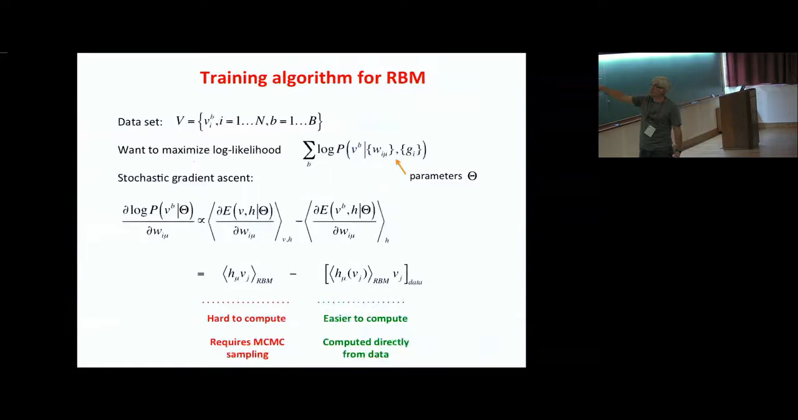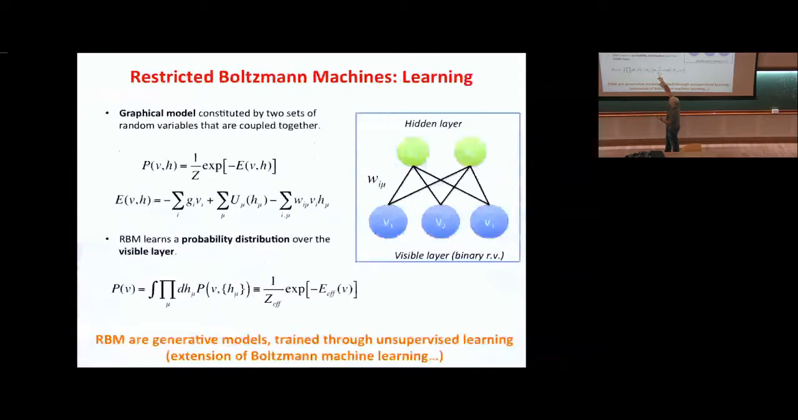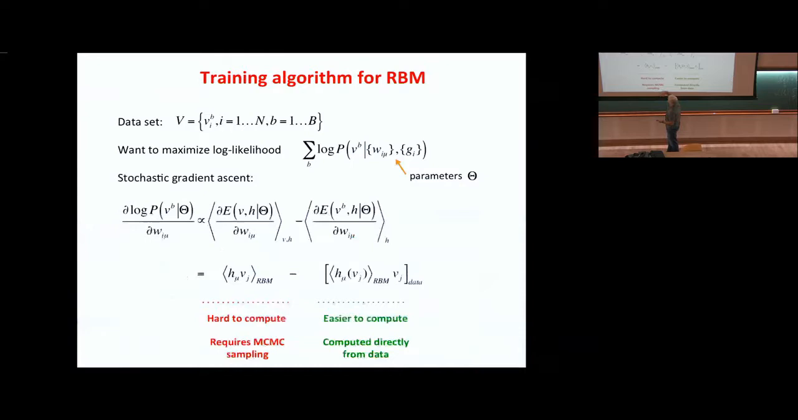So I don't want to do the calculation in detail, but the only thing I want to say is that if you do the calculation precisely, you see that the gradient is proportional to the difference between the correlation function between h_mu and v_i. Sorry, it's v_i, it's an i, it's not a j. The correlation function between hidden unit mu and visible unit i, over the joint distribution p of v,h, over the model, the machine, minus what you would find for this correlation function in the data.